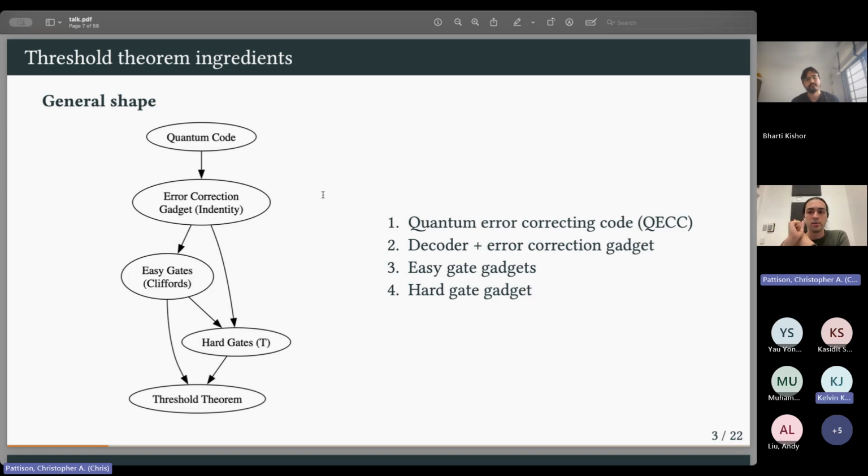And the first thing that you need to be able to do with this quantum error correcting code is you need to just be able to store a state, like keep a state alive in the presence of errors and using noisy operations. So you need to figure out how to do the logical identities. This is what we call an error correction gadget.